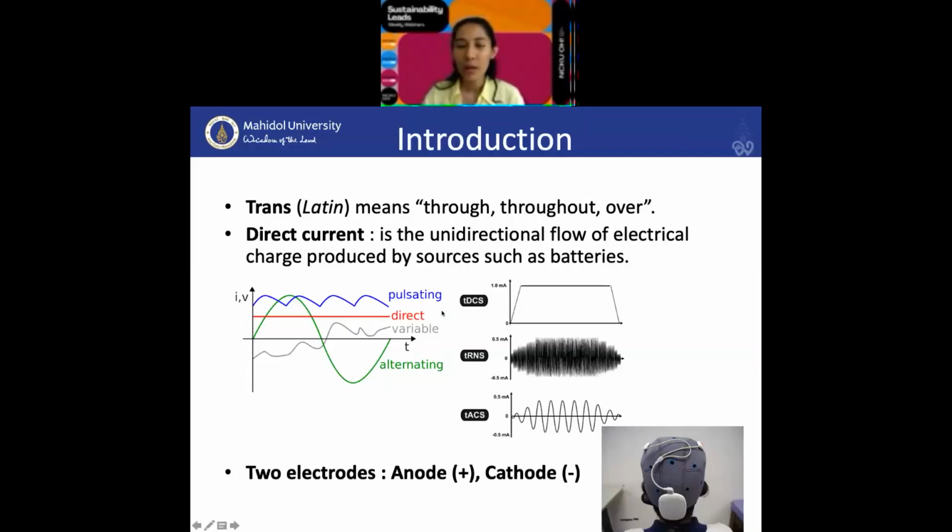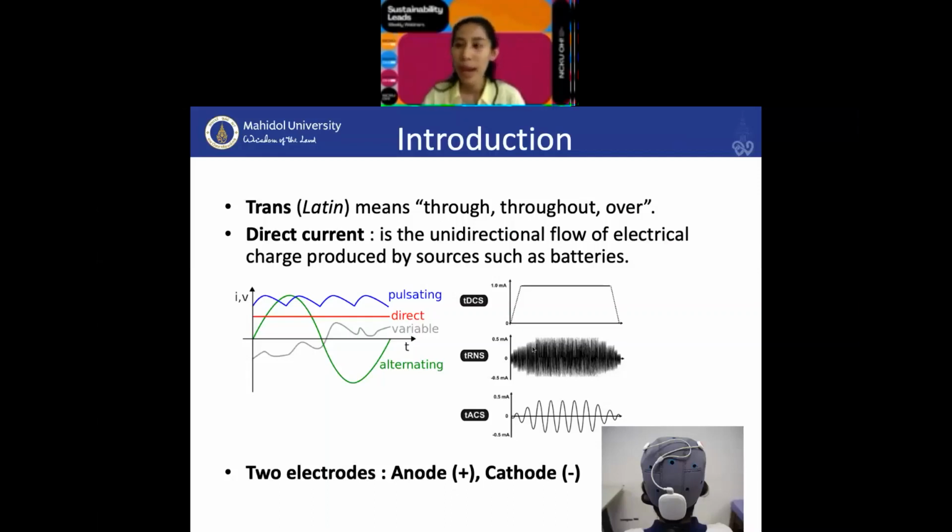So what you need to adjust is just intensity and duration, and also the ramp up and ramp down period. For example, on your right-hand side here, you have tDCS at 1 milliampere, and the period from 0 to 1 is called ramp up, and from 1 to 0 is called ramp down. So you just need to adjust the current intensity, ramp up, ramp down, and duration. Again, there is no frequency for transcranial direct current stimulation.